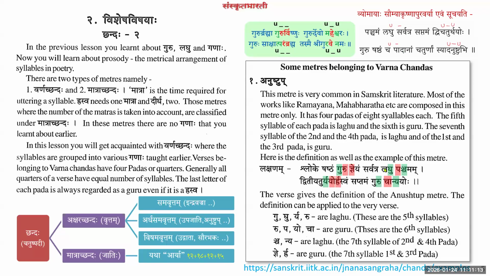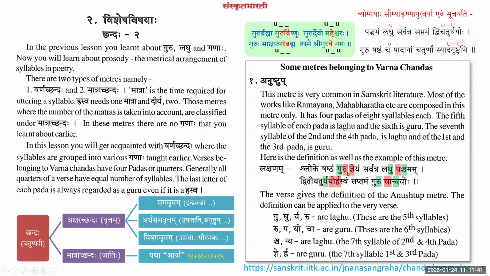Just like this, even in the Lakshana Shloka, there is no violation of Shloka meter. It's interesting. So the fifth syllable of each pada is Laghu and the sixth is Guru. The seventh syllable of the second and fourth pada is Laghu, and of the first and third pada is Guru. So this definition is for Shloka. Though it is under Anushtup, in bracket you can put Shloka variant. So Lakshana Katana is literally for Shloka.